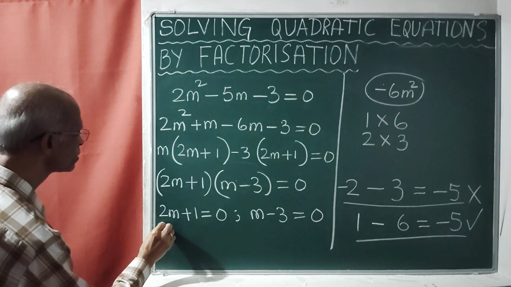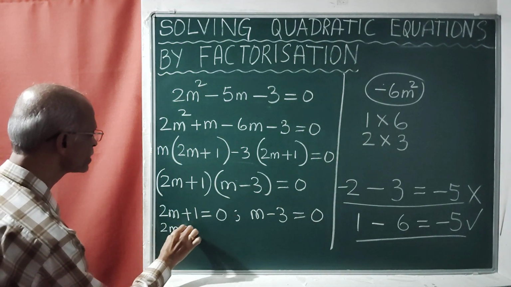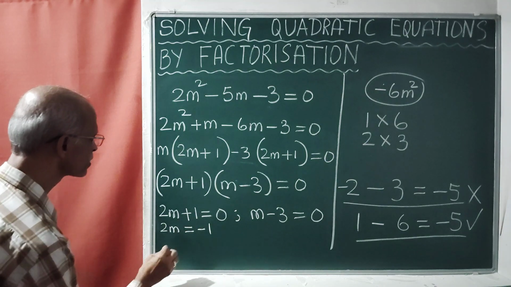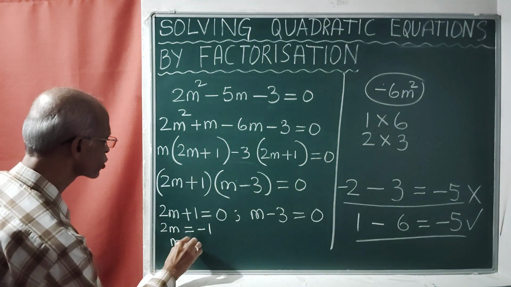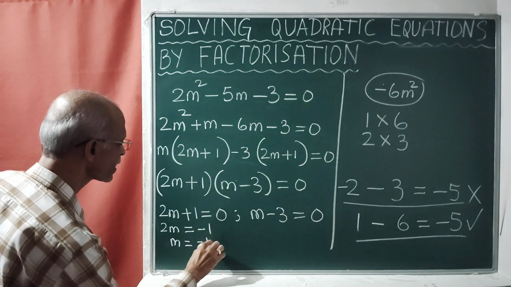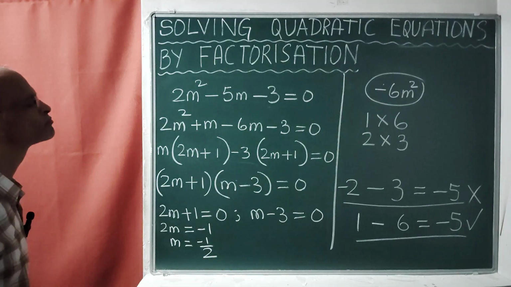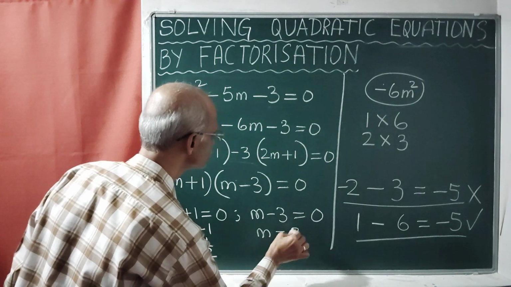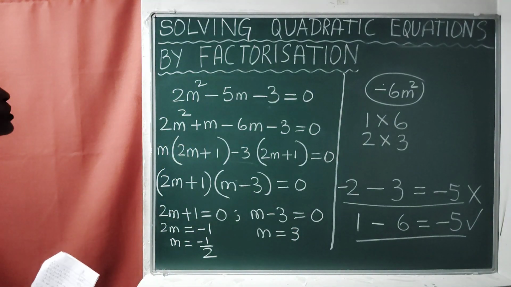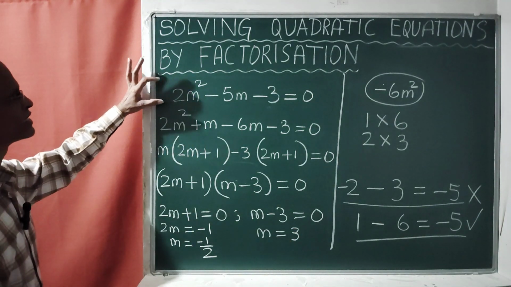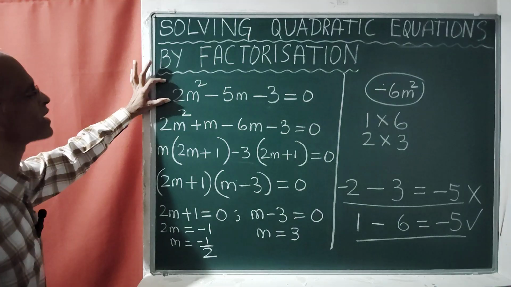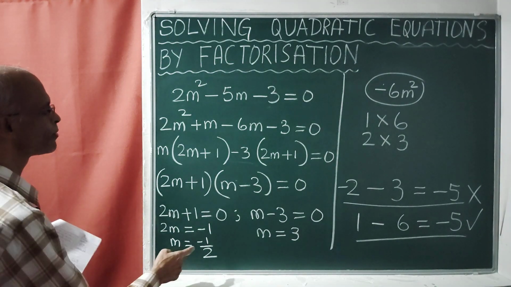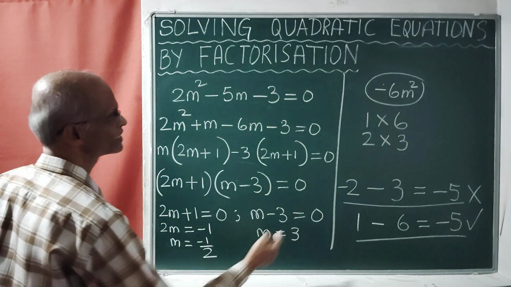So when I solve here, 2m is equal to minus 1, m is equal to minus 1 by 2. Here m is equal to 3. So this equation has got two roots, minus 1 by 2 and 3.